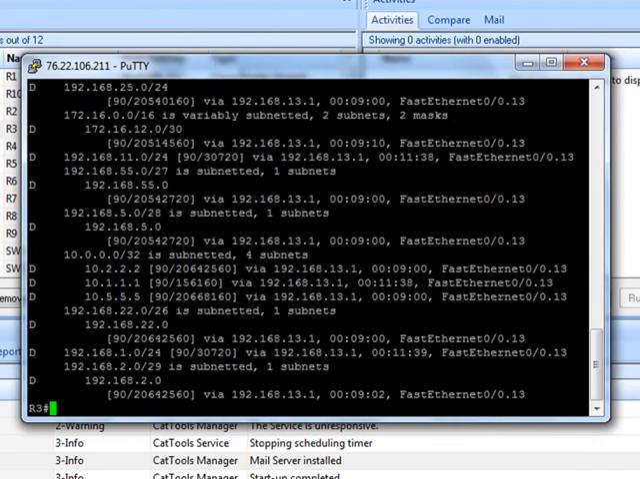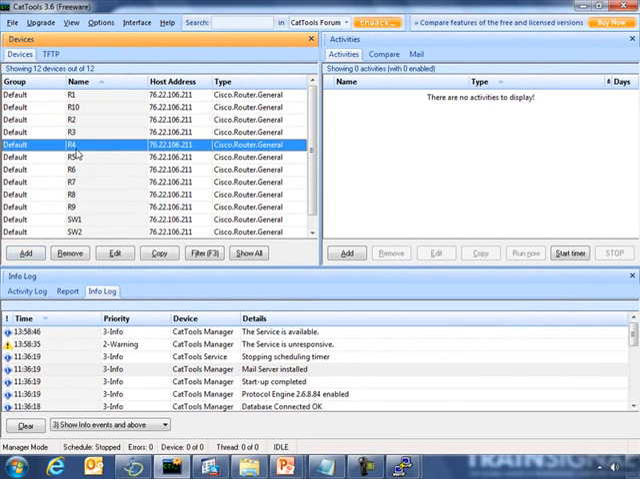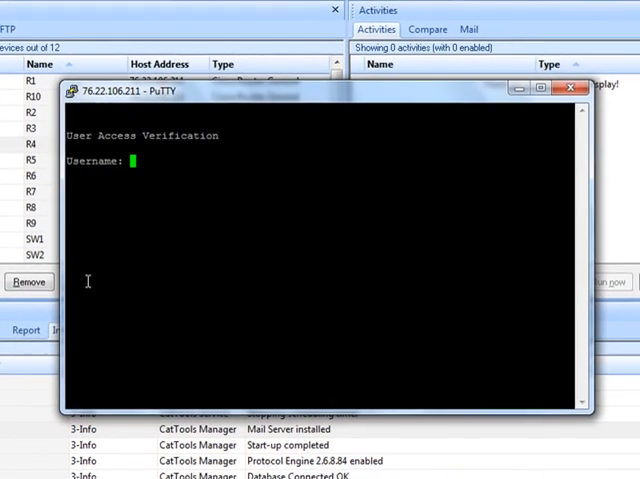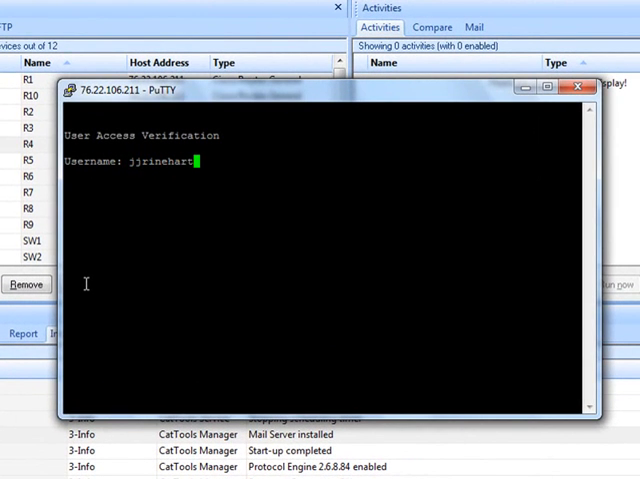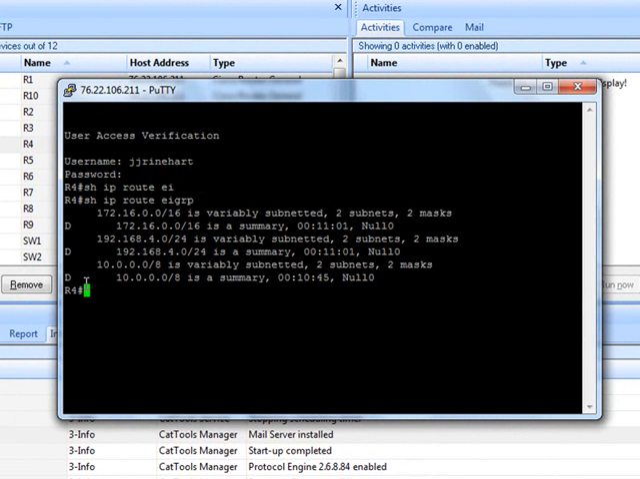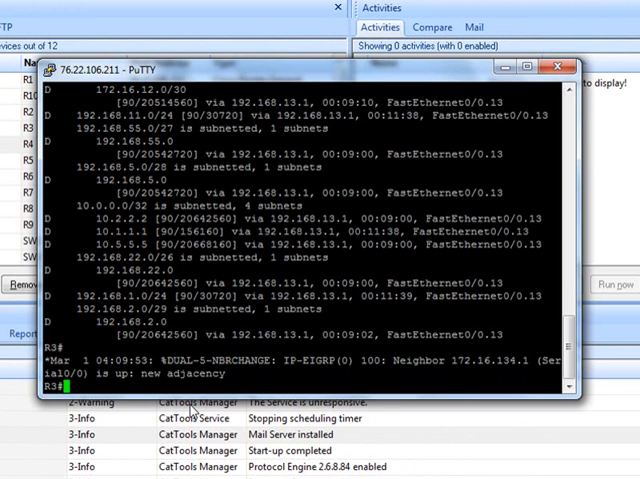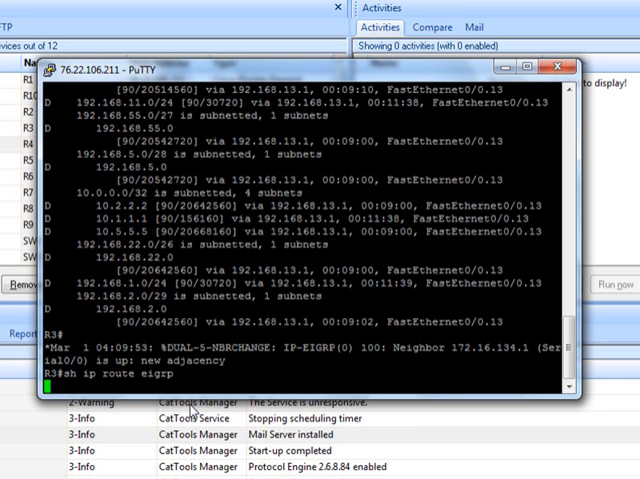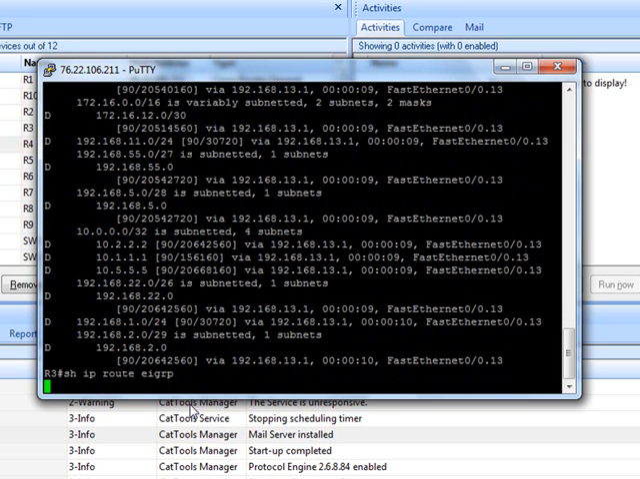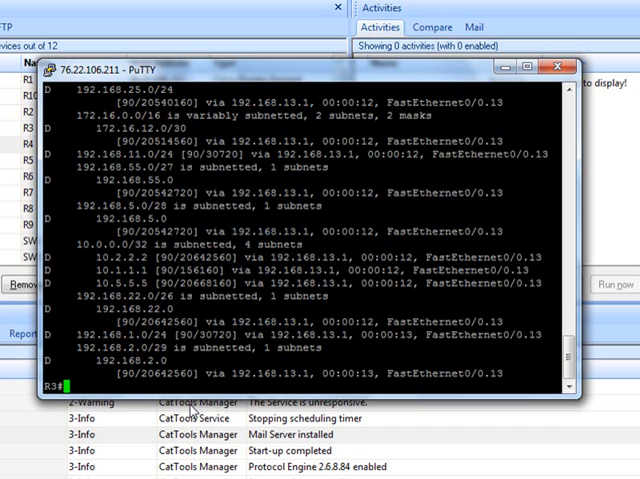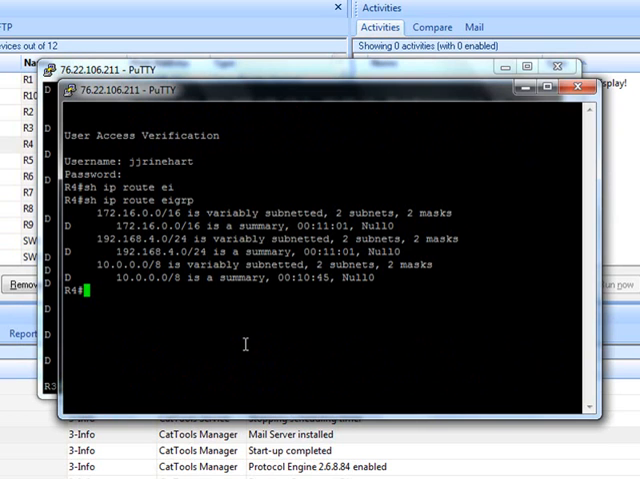Let's go to R4 and take a look. R4 also serves as our terminal server, so logging into it's a little bit different. Show IP route EIGRP. And see, there's a lot missing still. Actually, that relationship just came back up. Let's take a look at R4.